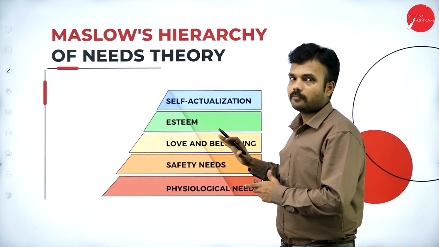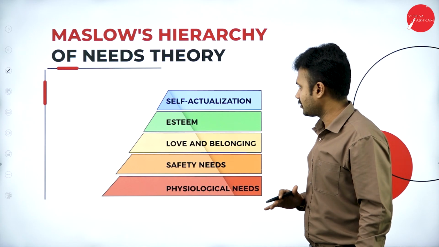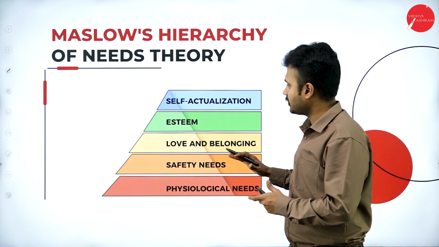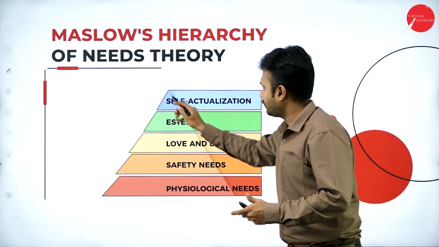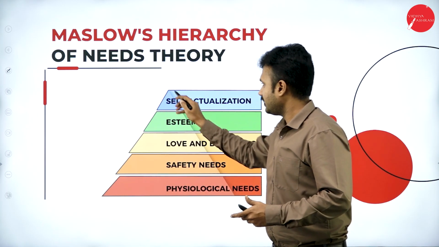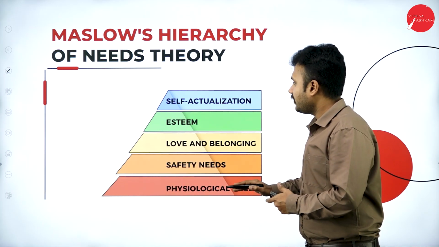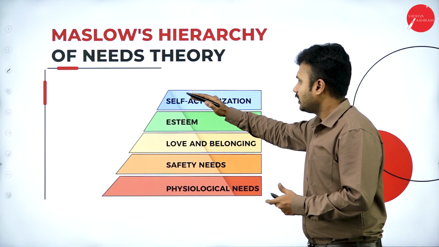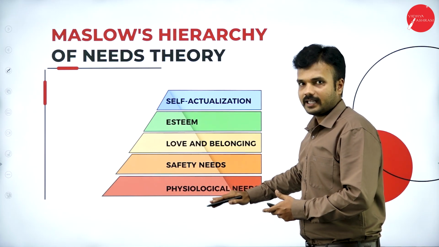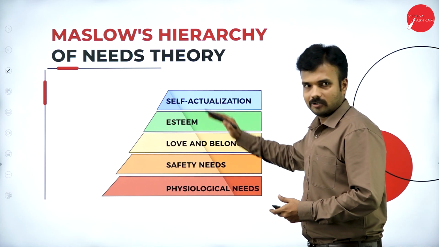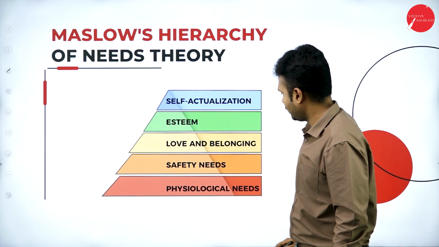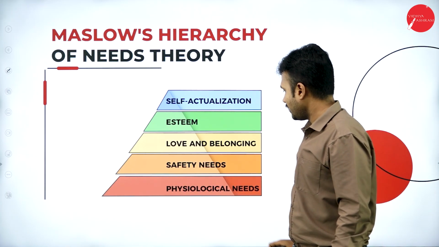This is very, very important from an exam point of view, dear students. In Abraham Maslow's theory, there is a triangle that we can see. In each and every theory, we come from top to bottom. In this theory, we come from bottom to top. In the first phase, there is the physiological need.